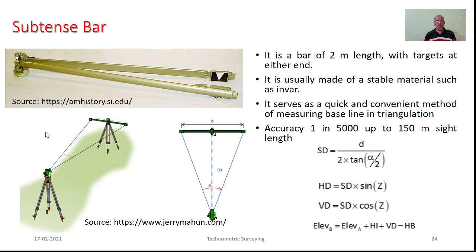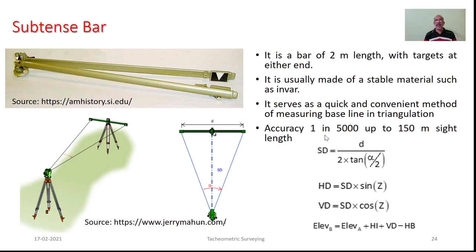Say if we consider this particular vertical direction with respect to that particular vertical axis, we can measure the angle up to this particular horizontal line. As such, here we have that particular Z, and hence we can determine the horizontal distance as well as the vertical distance. As we considered earlier, having known the vertical distance, we can work out the reduced level of the station also. The equipment is very sturdy. It serves as a quick and convenient method for measuring, especially baselines in triangulation.